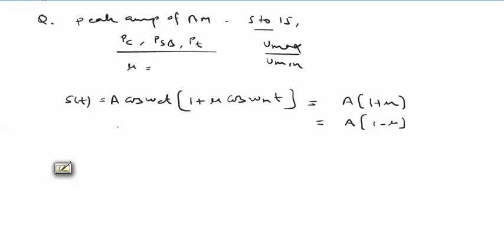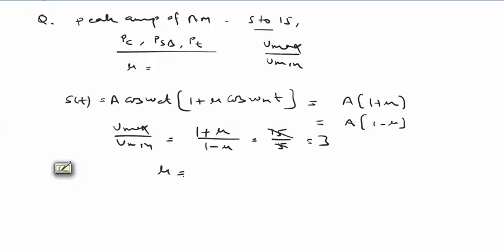Ratio of these two is Vmax upon Vmin, 1 plus mu upon 1 minus mu equals 15 divided by 5, which is 3. Use componendo and dividendo to solve the expression for mu. We get value of mu is 0.5. Then we can calculate the other values. Total carrier power is easily calculated from this idea, and we can calculate other values also.